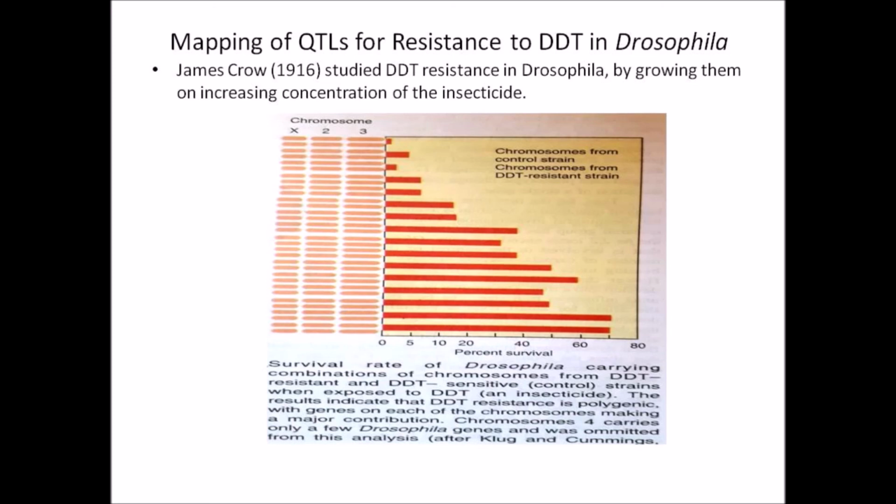The results are shown in the figure. The results indicate that each chromosome in Drosophila contains genes that contribute to DDT resistance. In other words, the loci bearing the genes that control DDT resistance are scattered throughout the genome.